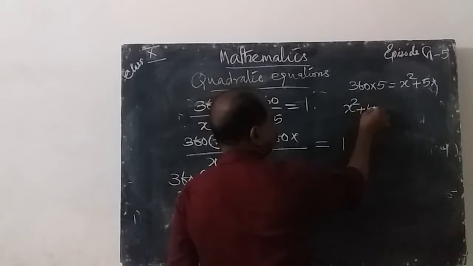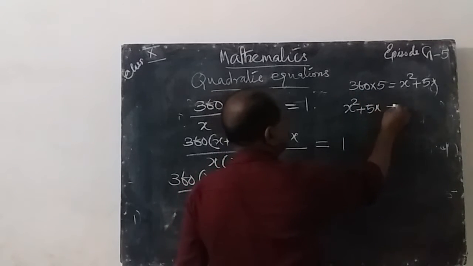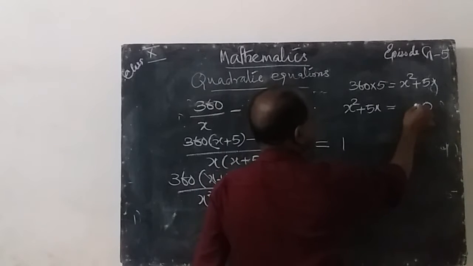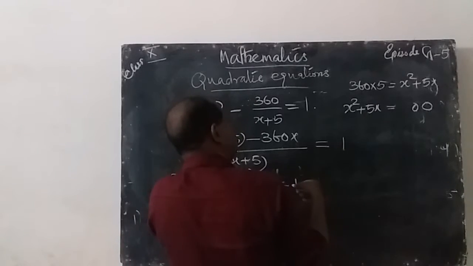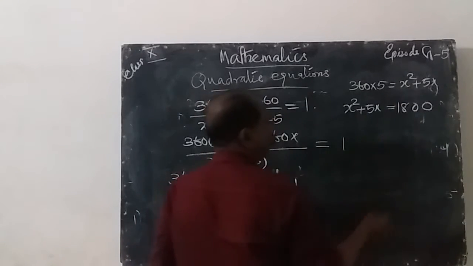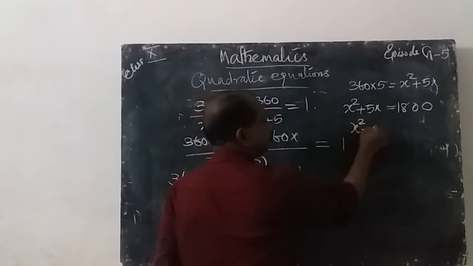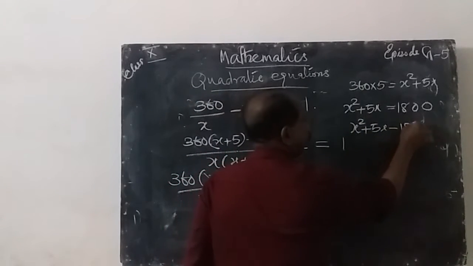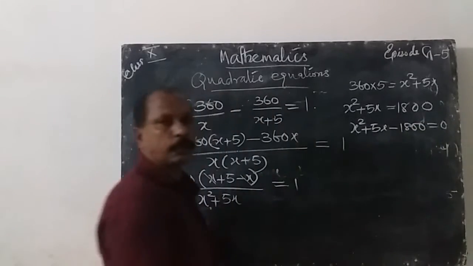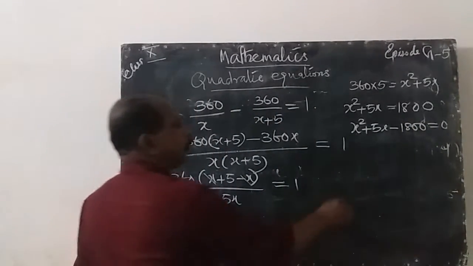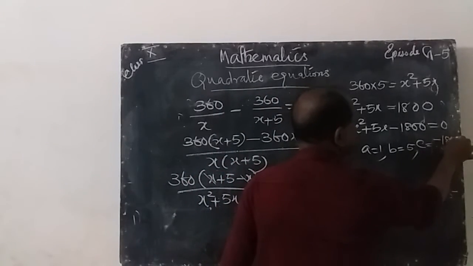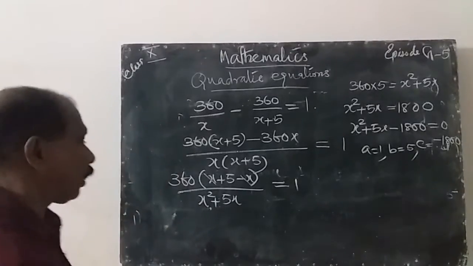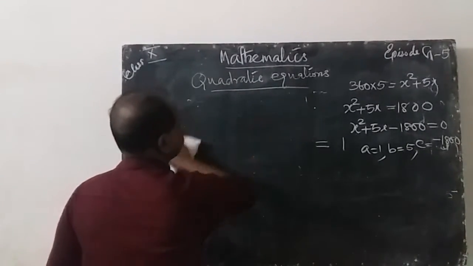Therefore, x square plus 5x, 360 into 5 is 1800. Shifting to the left, x square plus 5x minus 1800 is equal to 0. This is the quadratic equation for the speed. Then a is equal to 1, b is equal to 5, c is equal to minus 1800. Then using the quadratic formula, find the root of x.